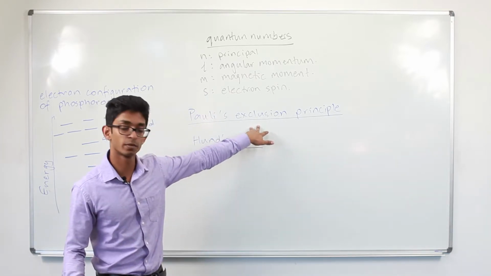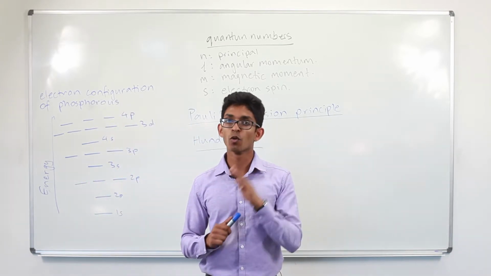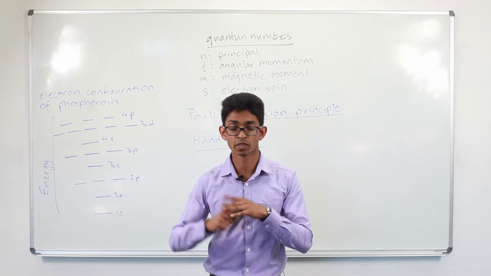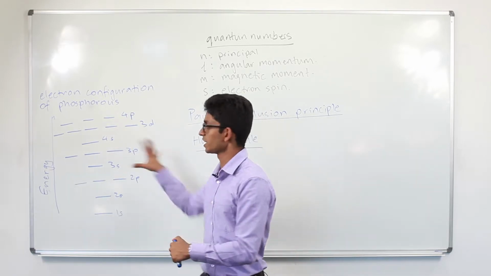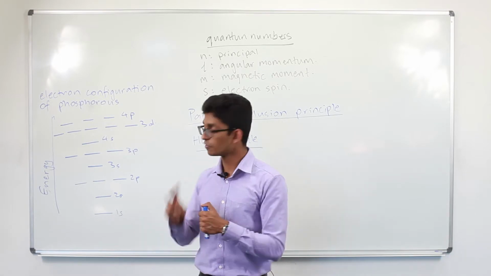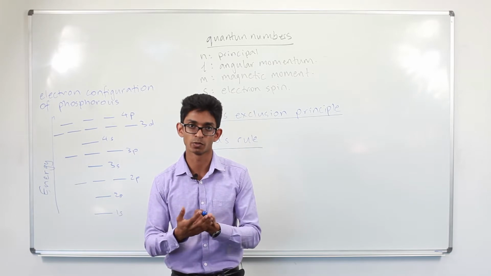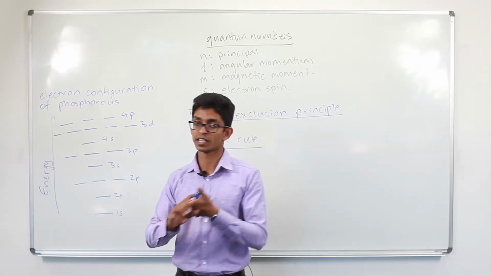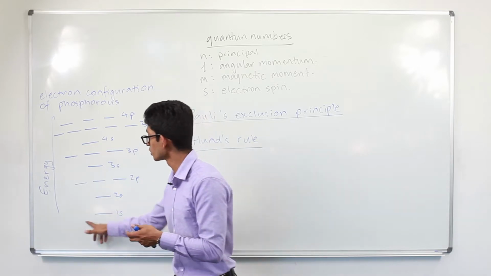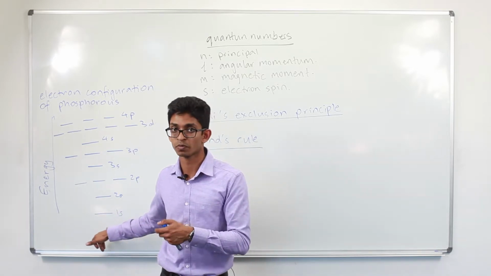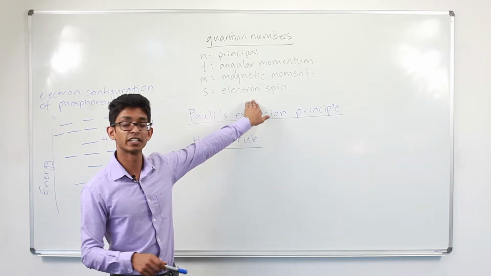Pauli's exclusion principle states that no 2 electrons in the same atom can have all 4 quantum numbers the same. What that then means is that we can only have certain electrons in certain orbitals. If 2 electrons are in the same shell, for example n equals 1, are in the same subshell, for example the s subshell, are in the same orbital, for example, let's look at 1s in this first orbital, they have to have some different property, and then that goes back to electron spin.